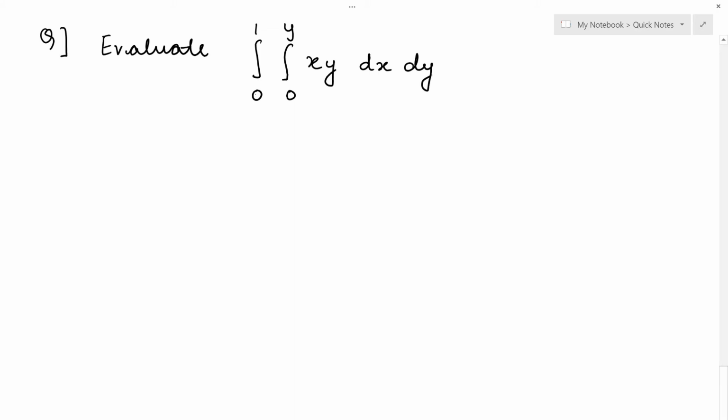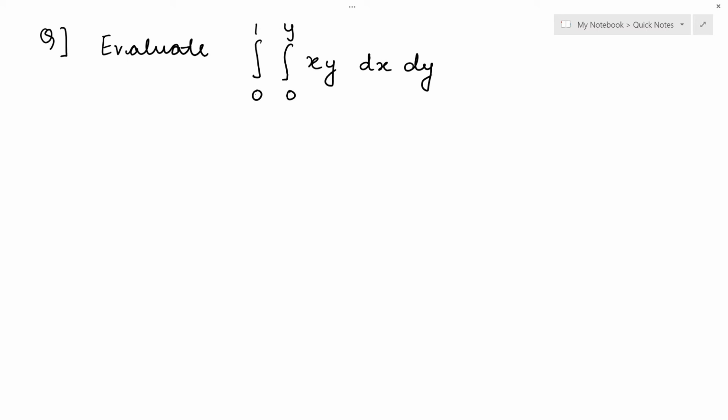So let us take an example now. The first simple example that I'm going to start with is double integration, 0 to 1, 0 to y, xy dx dy. So try to understand this first example. If you are through with this first example, the rest of them will be simple.